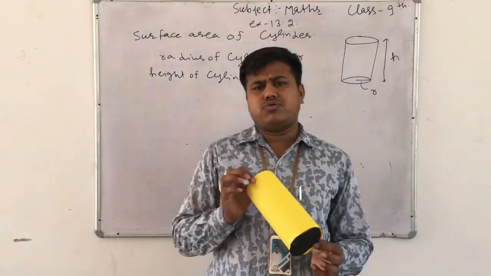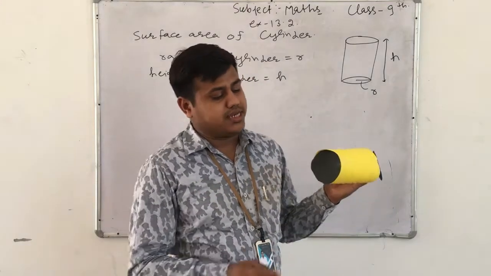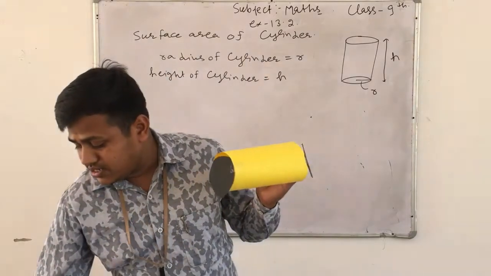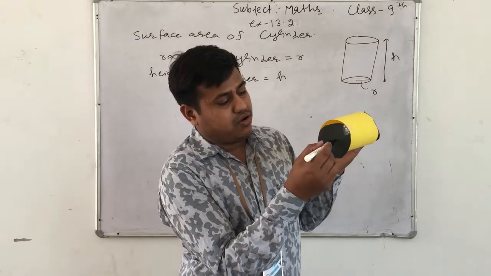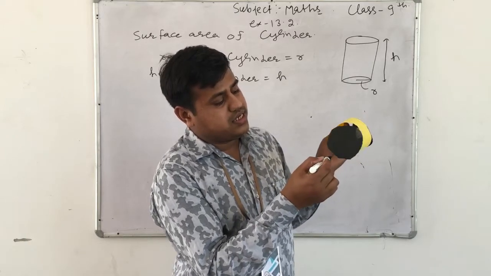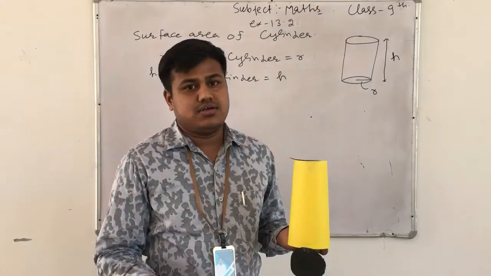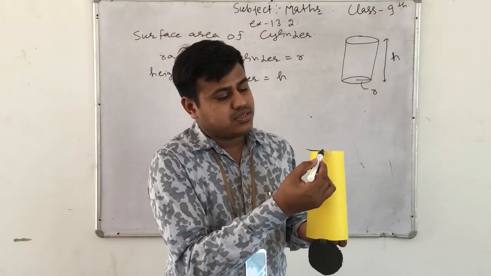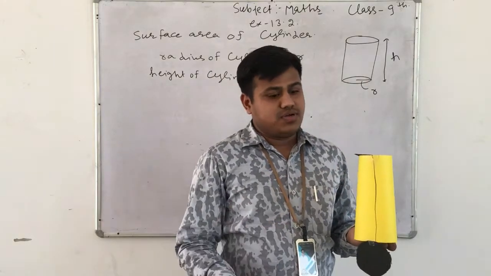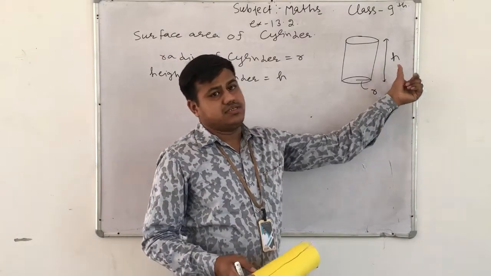If this is the center of the circle, then this is the radius of its base, and the height of the cylinder is from this point to this point, the total height of the cylinder. This is a cylindrical shape, this is the radius, and this is the height.